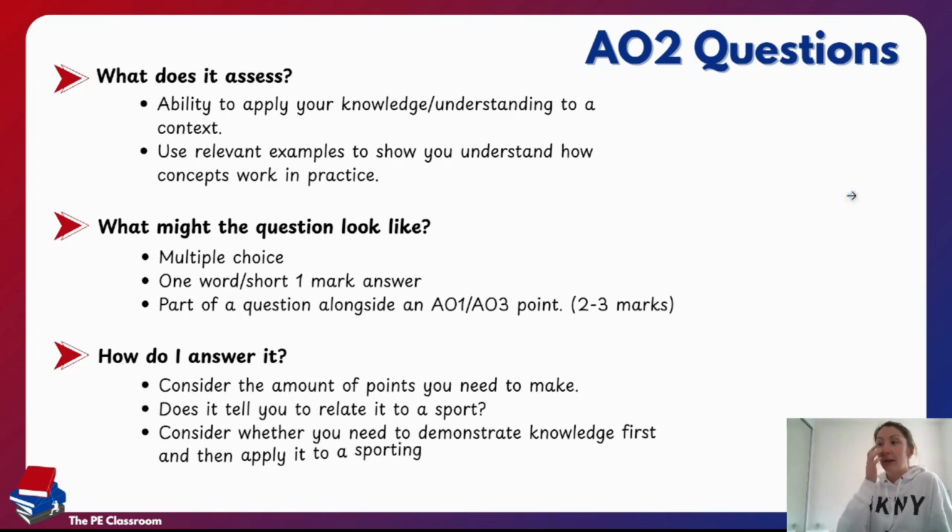How you answer it, you need to first consider the amount of marks that it's asking of you, so that gives you an indication of how many points you need to make. Does it tell you to relate to a sporting example, or does it already give you a sporting example? And consider whether you need to demonstrate your knowledge first before applying that example. So you might need to do something before you give that sporting example.